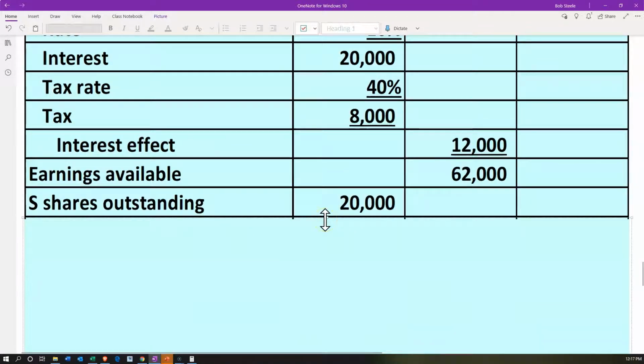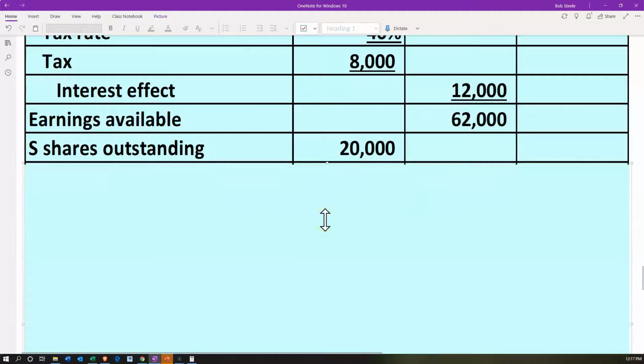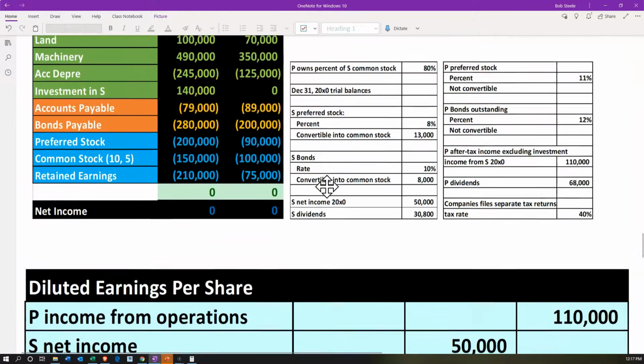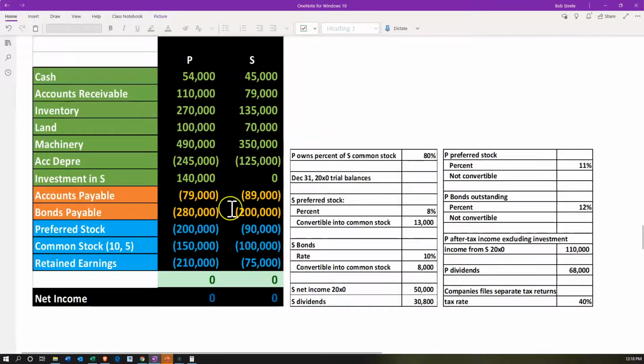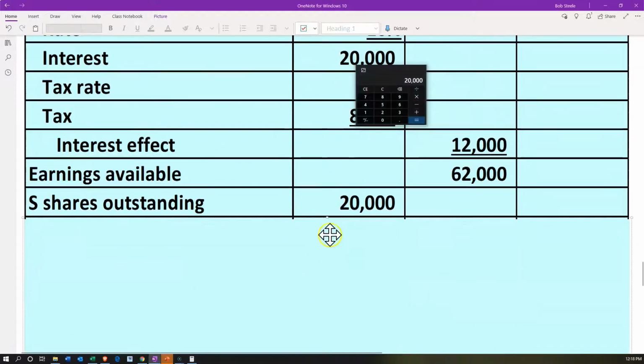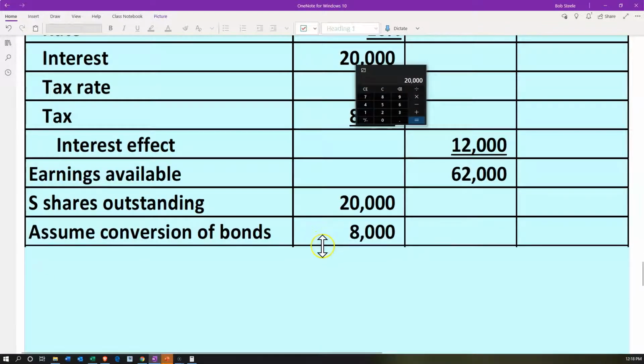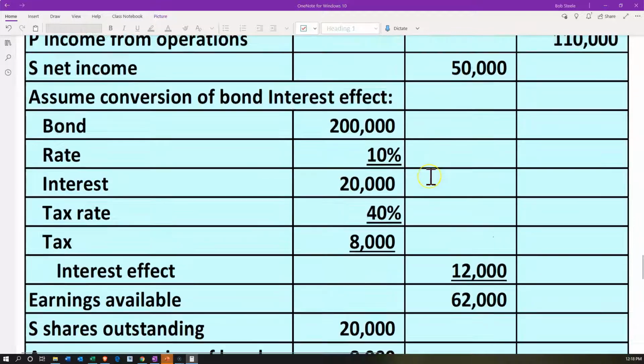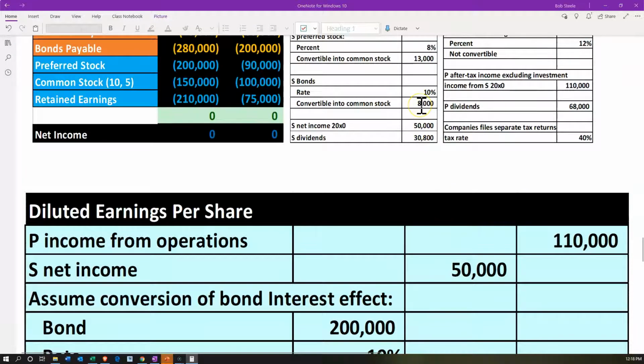Then we got shares, S shares outstanding are going to be the 20,000 shares outstanding, once again calculated as the, this is S right here. S has the 100,000 and the par value is $5. So we're going to be picking up that 100,000 divided by 5. There's our 20,000. So we've got our 20,000. But then we're going to assume that the bonds are converted. So now we're calculating the number of shares in our diluted calculation. Well, if the bonds are converted, then that would be another 8,000 shares.